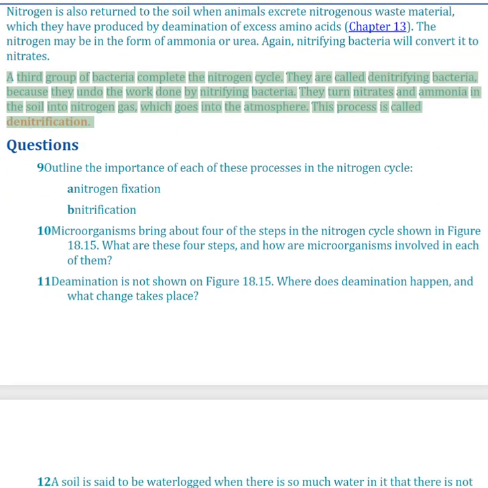A third group of bacteria complete the nitrogen cycle. They are called denitrifying bacteria because they undo the work done by nitrifying bacteria. They turn nitrates and ammonia in the soil into nitrogen gas, which goes into the atmosphere. This process is called denitrification.